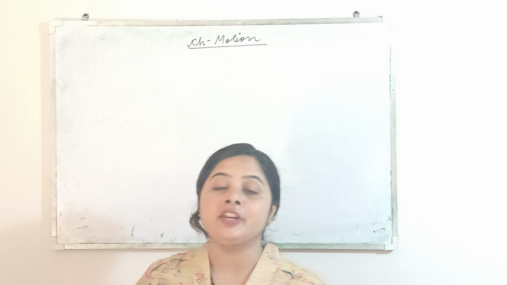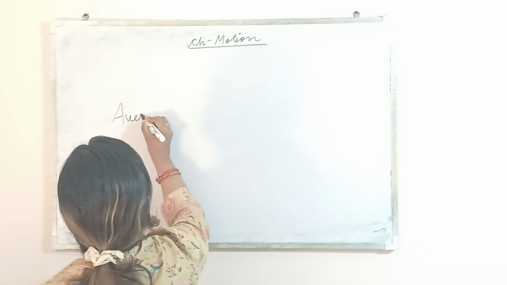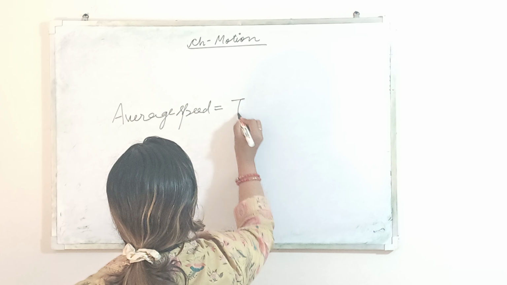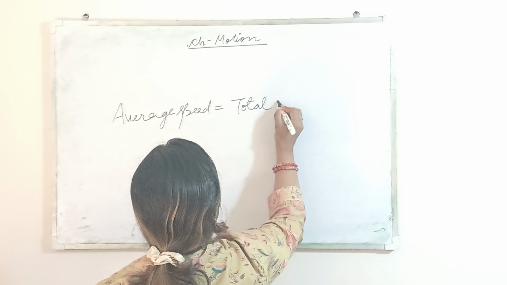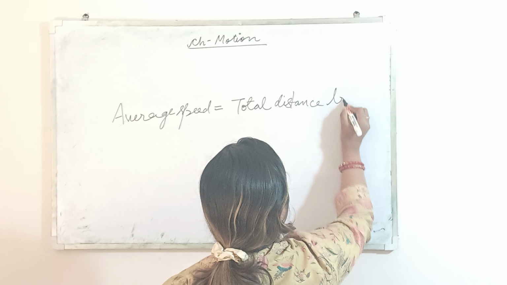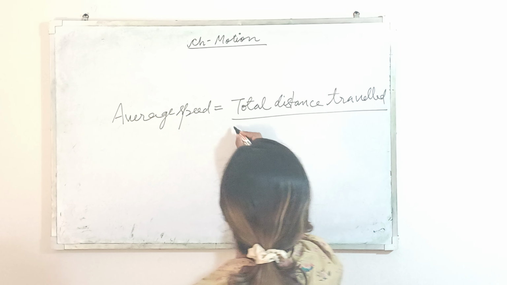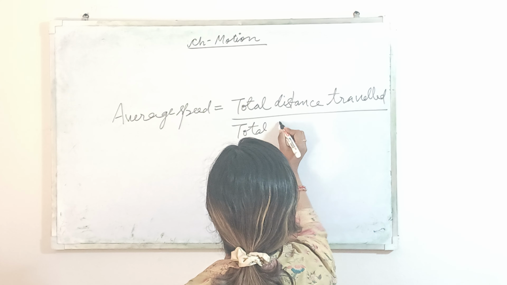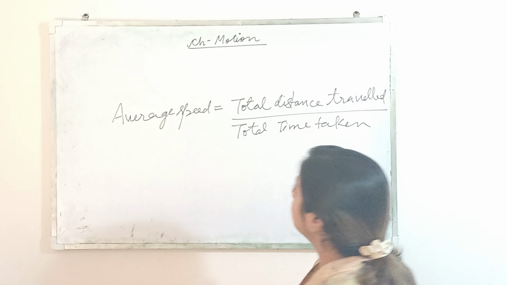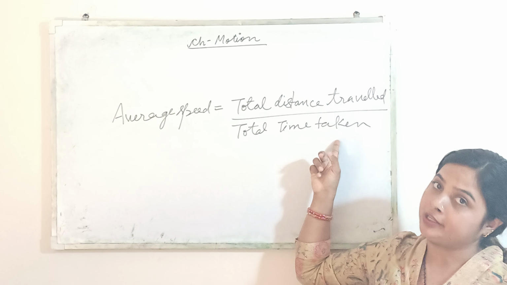But what is the formula for average speed? The formula for average speed is equal to total distance traveled upon total time taken. Okay, what is the formula for average speed? Total distance traveled upon total time taken.